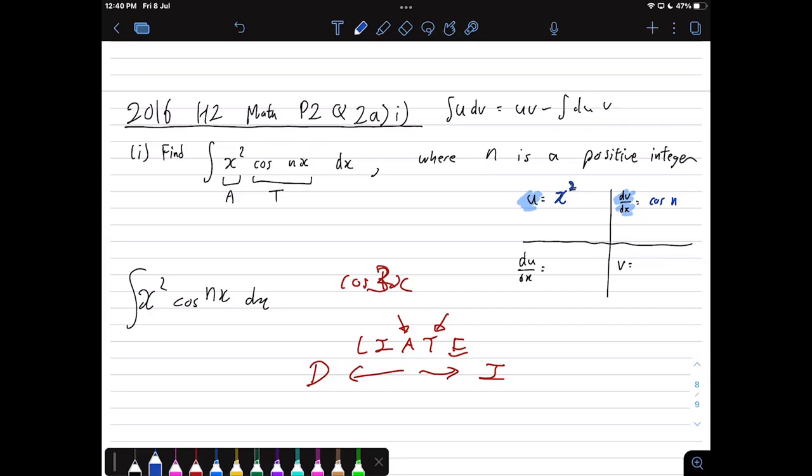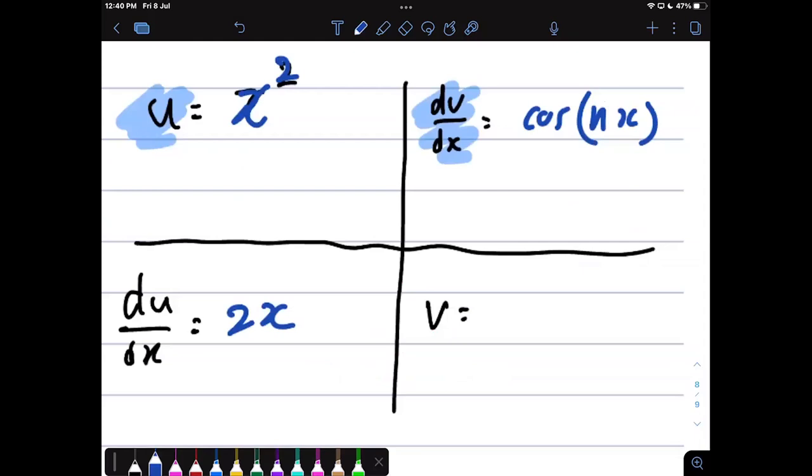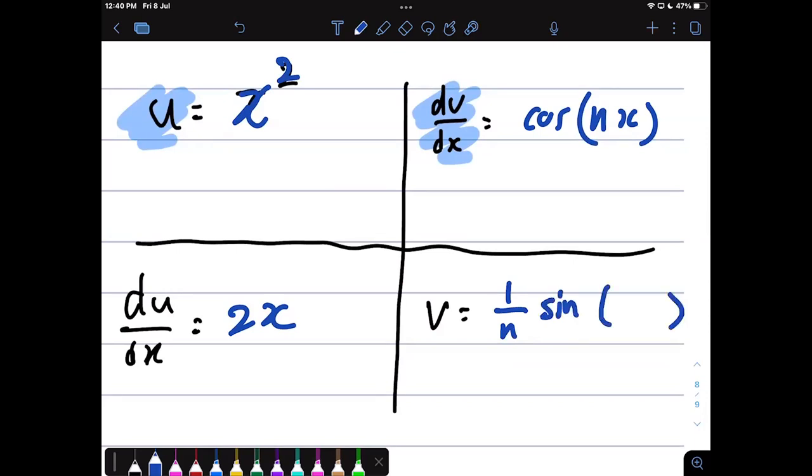Now we try to do it step by step. So you go to du by dx, differentiate, what do you get? 2x. Cosine nx, integrate, what do you get? Think of n as just a number. It is 1 over n times sine nx. How do you check if you integrate correctly? Word by word. Differentiate. Is it correct or not?